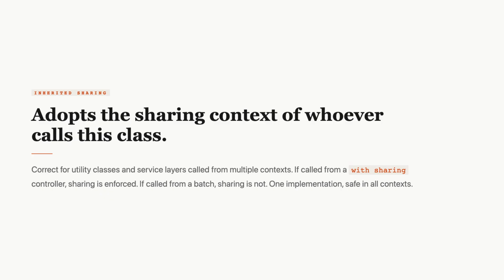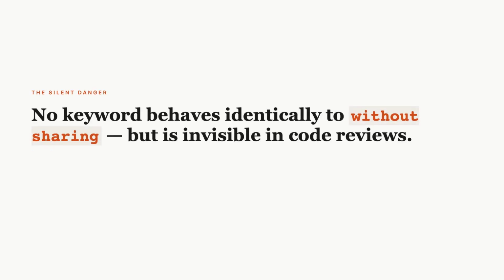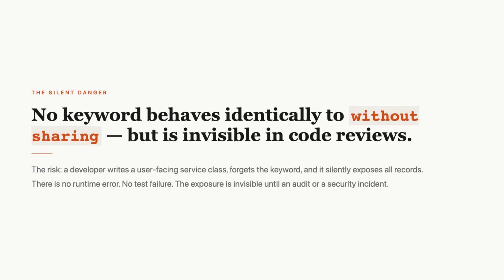Here is the trap that catches experienced developers. If you write a class and omit the sharing keyword entirely, Apex does not behave like inherited sharing. It behaves like without sharing. Full system context, no sharing enforced. The danger is not just runtime data exposure. It is in code review. There is no explicit without sharing to flag. The absence of a keyword is easy to miss. This is why the checklist rule exists. Every class must have an explicit sharing declaration. If you are unsure which keyword fits, start with with sharing and adjust only when you have a specific documented reason.